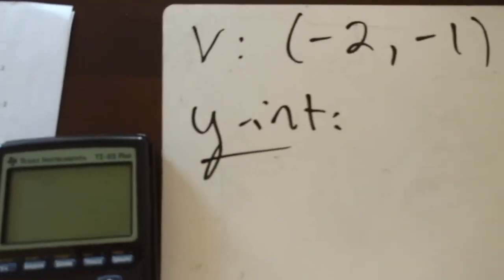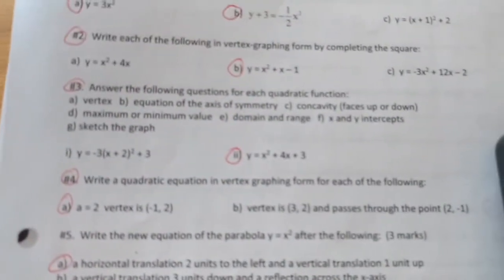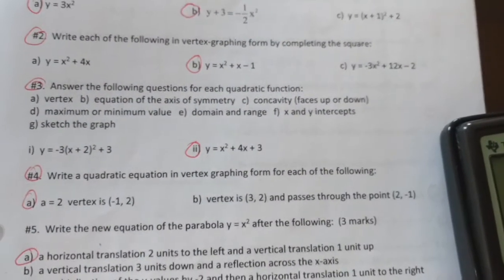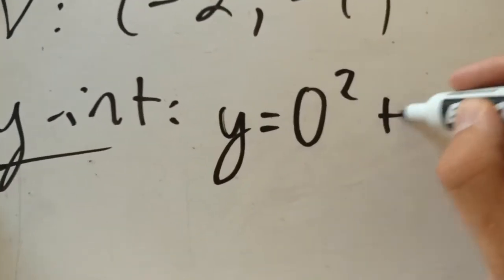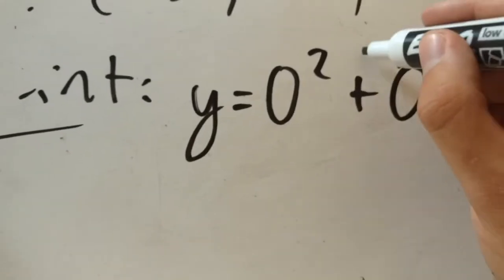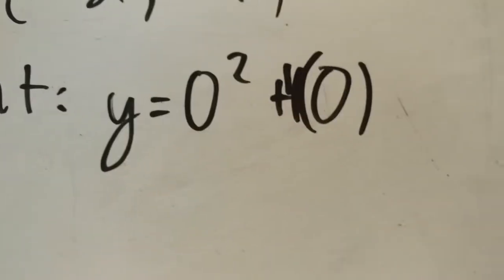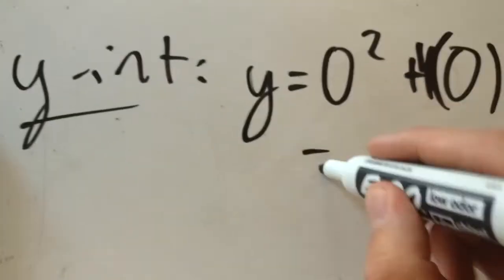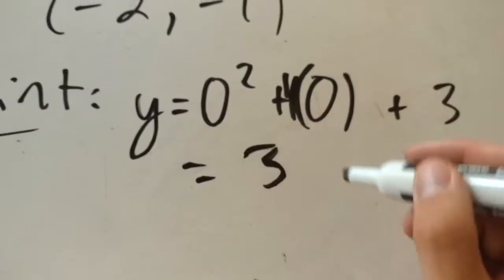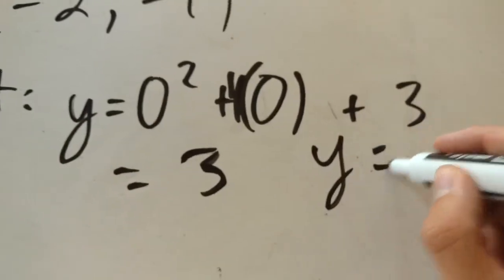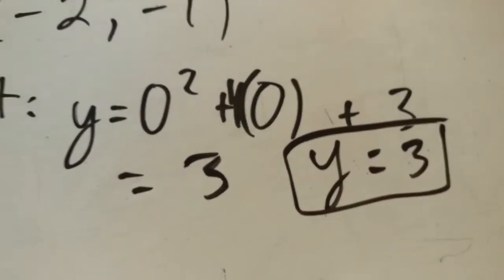So to find our y-intercept, let's just take our equation and set x equal to 0 and then solve for y. So this is going to be y equals 0 squared plus 4 times 0, plus 3, which is just going to be 0 plus 0 plus 3, which is just going to be 3. So our y-intercept is going to be y equals 3.